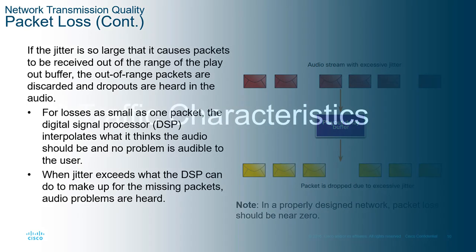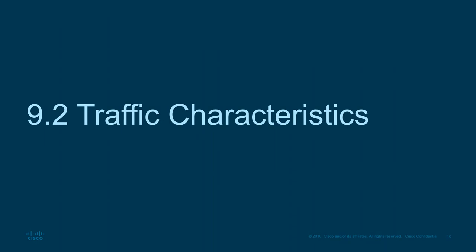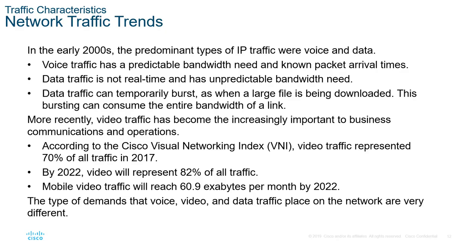All right, let's move on to traffic characteristics. So looking at network traffic trends, basically in the early 2000s, the predominant IP traffic was voice and data, phone calls and web content.